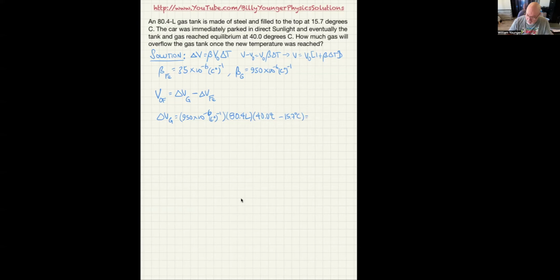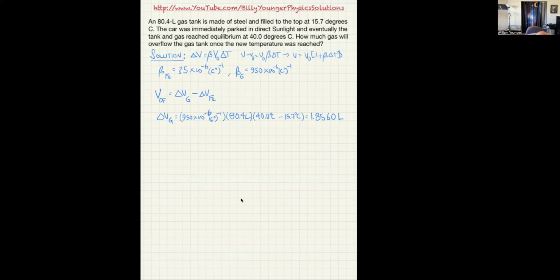So in terms of sig figs, let's go ahead and do this calculation. I say 950 times 10 to the negative 6 times 80.4 times parenthesis 40.0 minus 15.7, and that gives me a change in volume equal to 1.8560, and that is of course in liters.